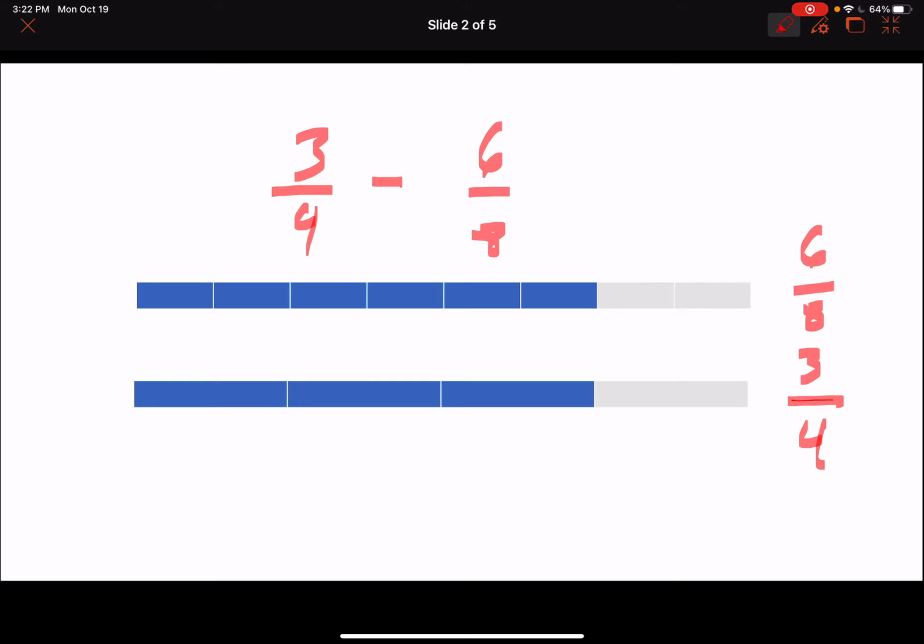Trick question. If you notice that they're both exactly the same size, this is what we mean by equivalent. They might look different, but they are exactly the same size.